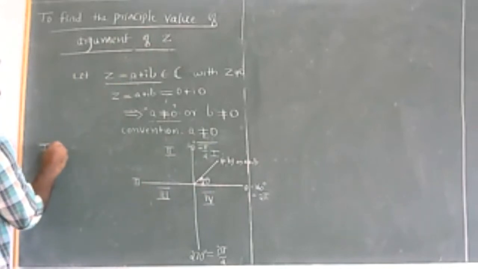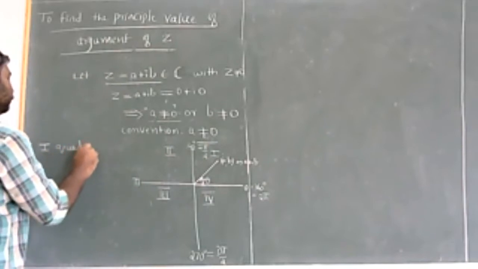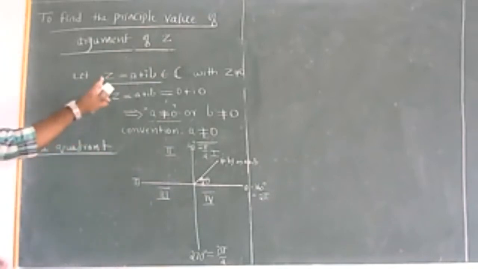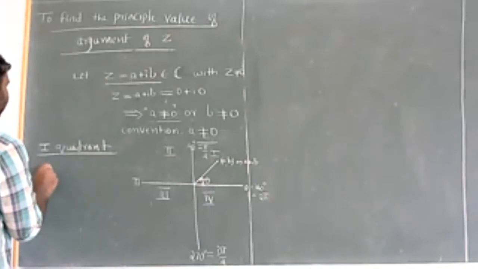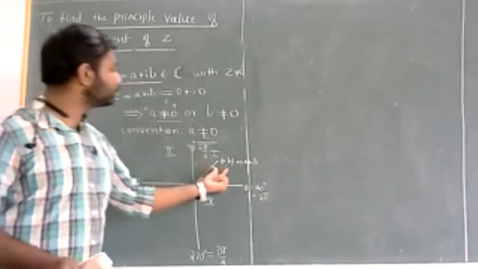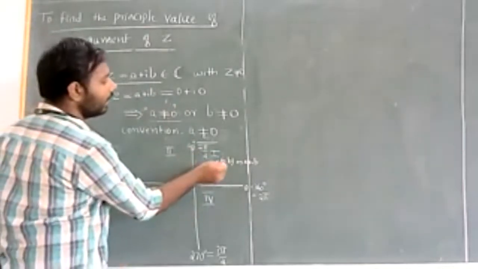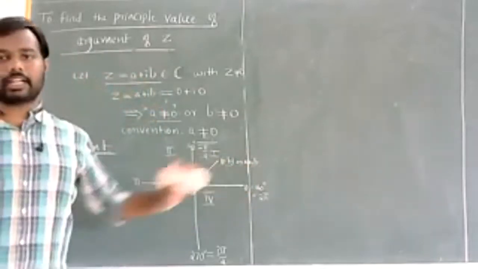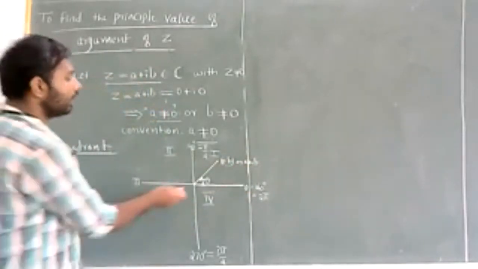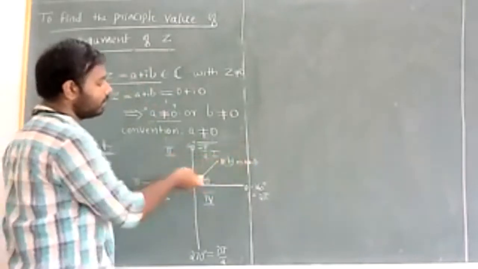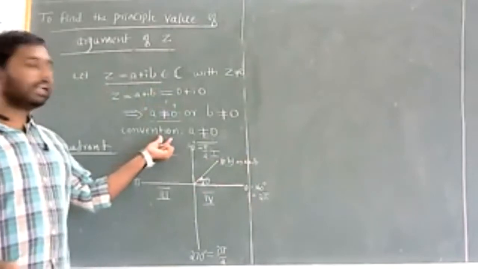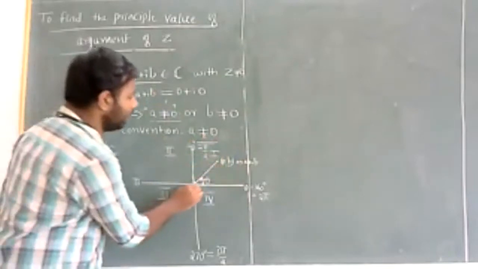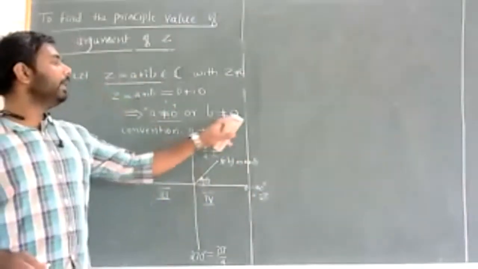So first quadrant. If the complex number z lies in the first quadrant, what are the a and b values? a should take only positive values, right? a should take only positive values and b can take 0 and positive values, because I have made a convention that a cannot be 0. So it should lie in the first quadrant means a should take only positive values and b could be 0 also.